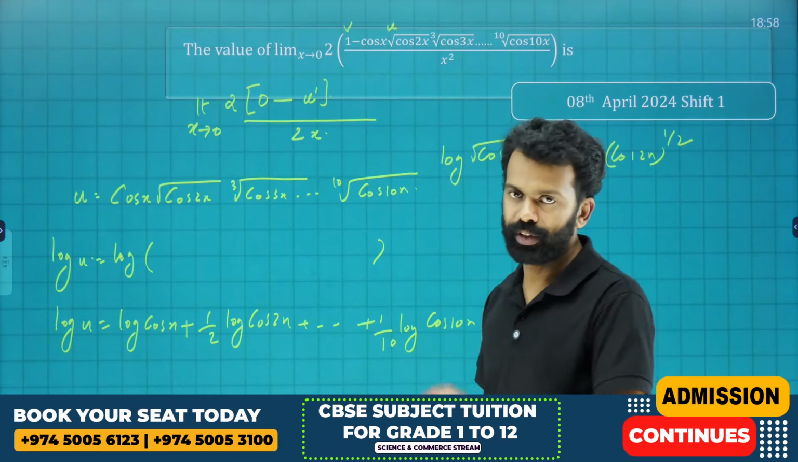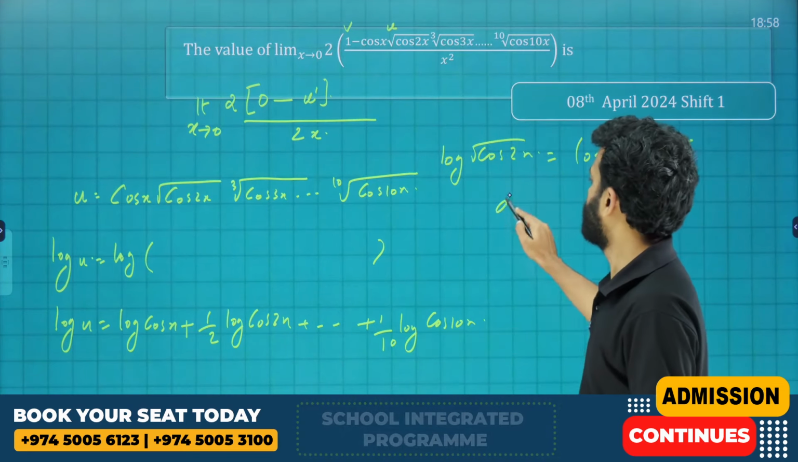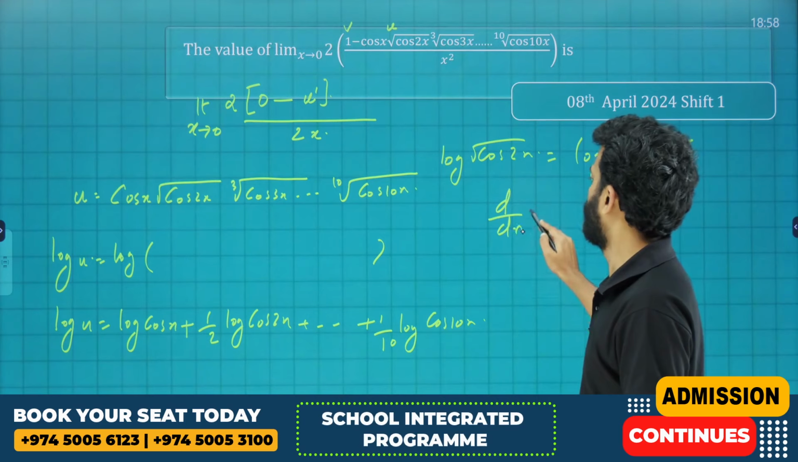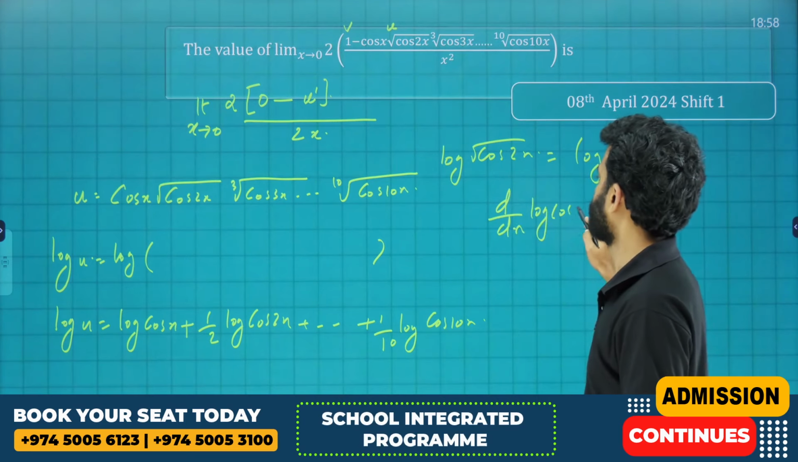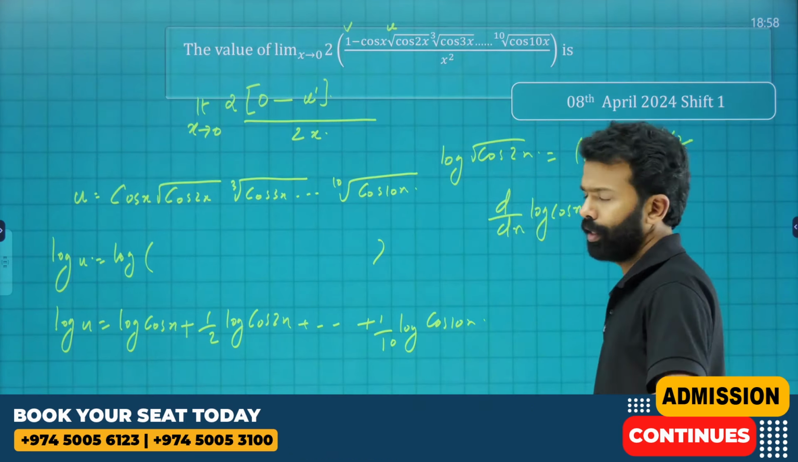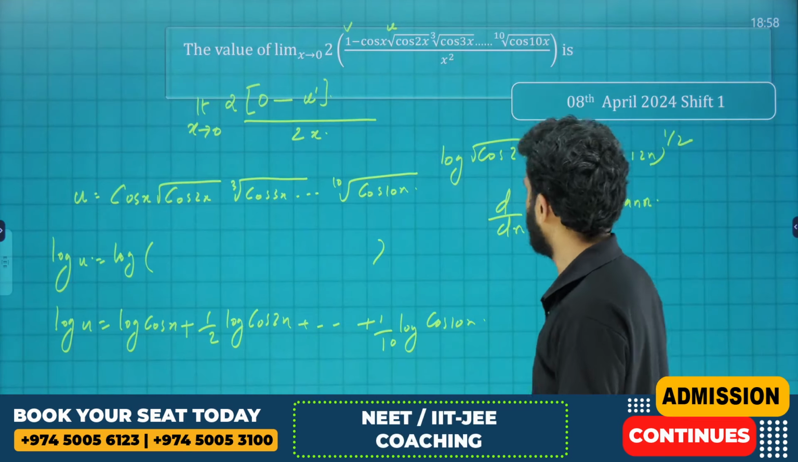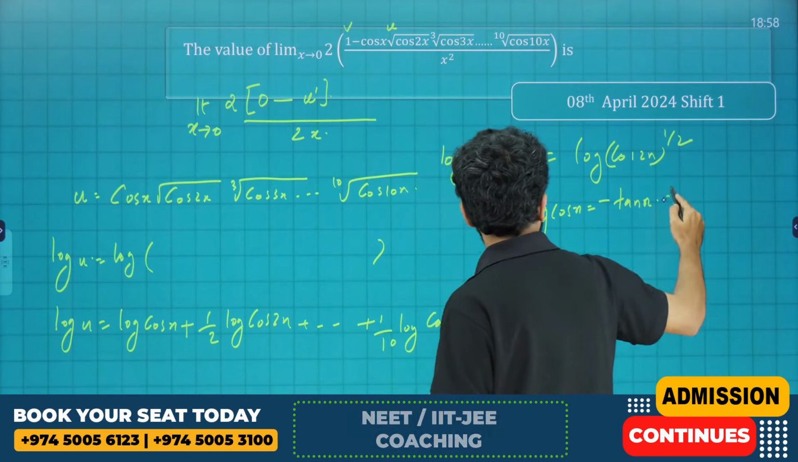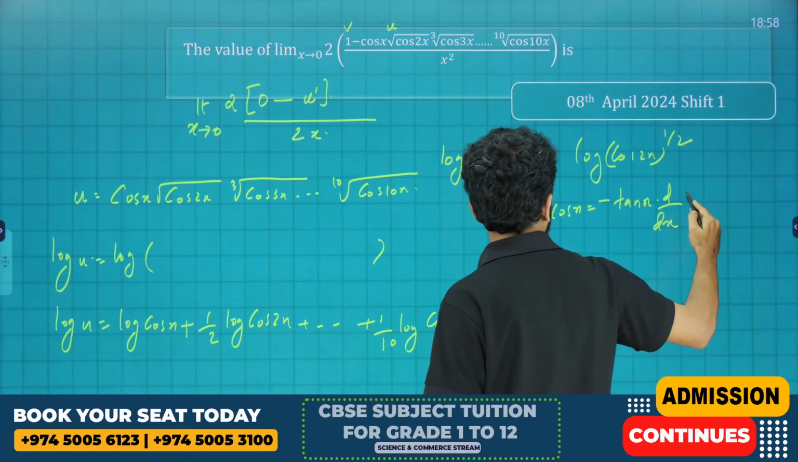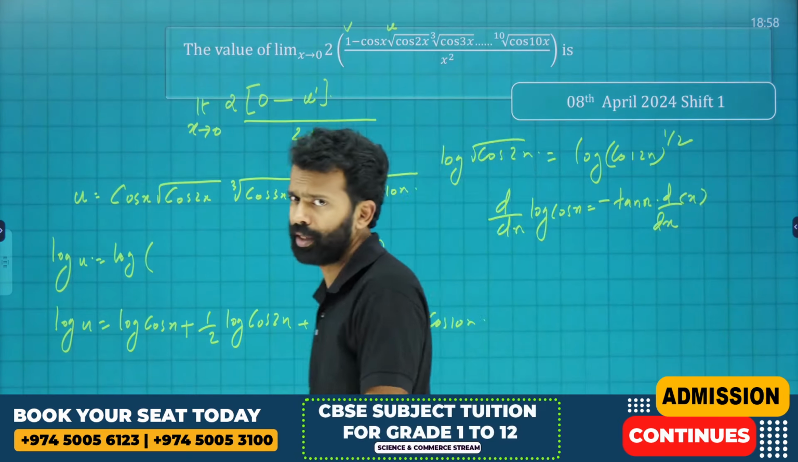Then differentiate both sides. What will you get? What is dy/dx of log cos x? That is 1 by cos x into minus sin x, that is minus tan x, minus tan x into dy/dx of x. Okay, the exact structure is minus tan x into dy/dx of x. That will be equal to 1.